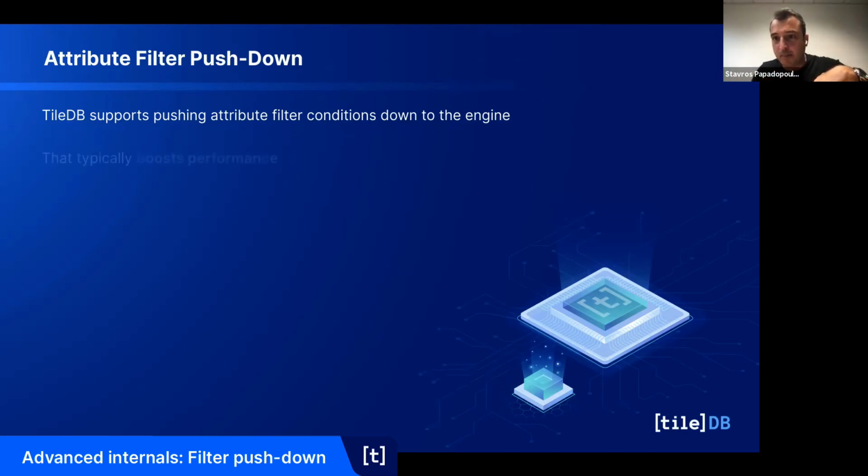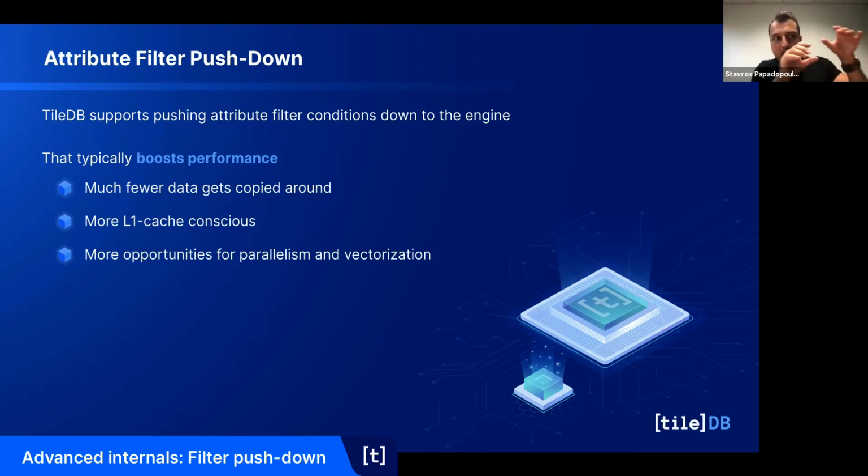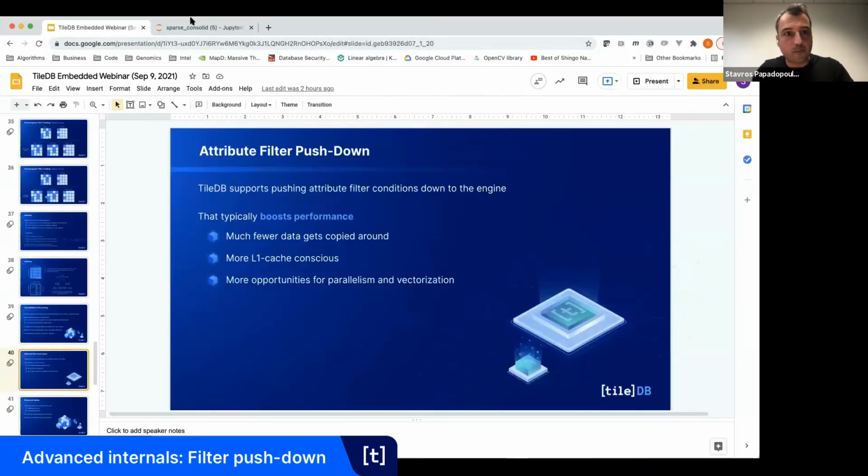So TileDB supports this attribute filter pushdown. It significantly boosts performance. Much fewer data gets copied around. It's more L1 cache conscious, and we can take advantage of vectorization and parallelism. So these are internal stuff, but it helps us. If the user gives us hints on those filters, we can compute them very, very fast internally. So I do want to show you this.